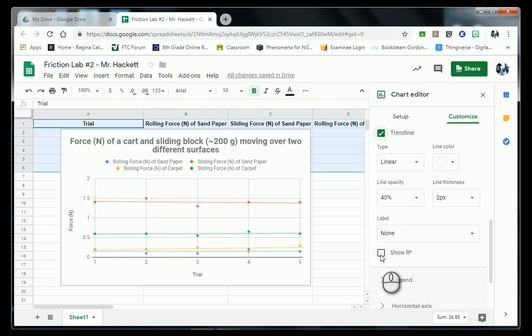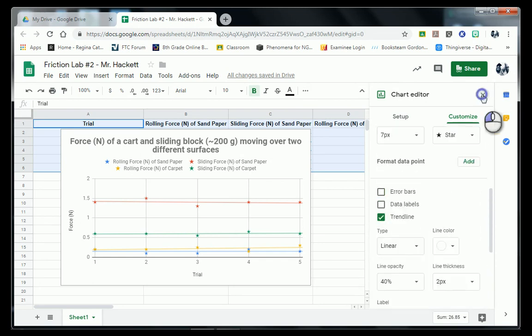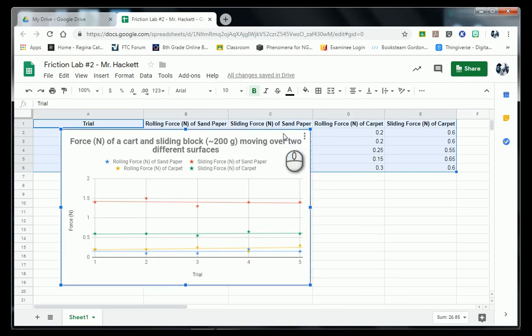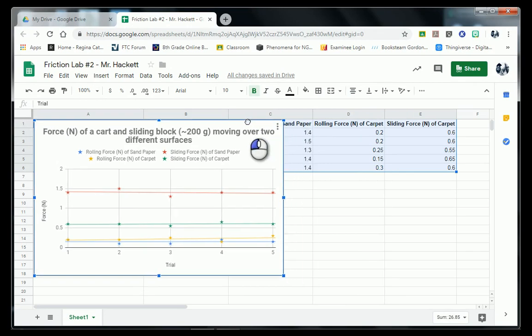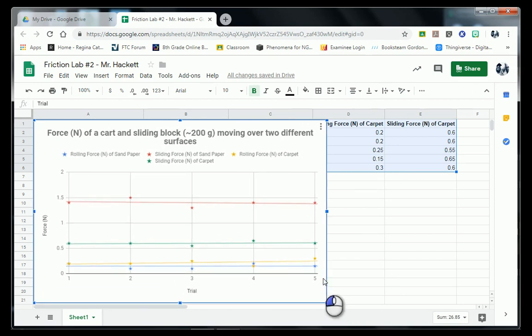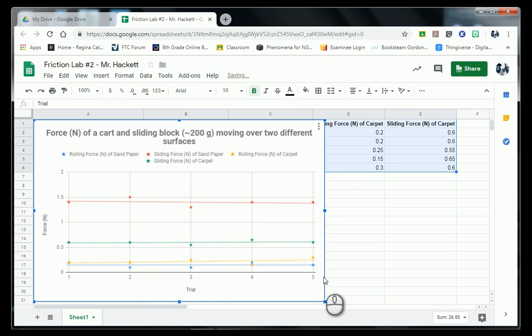Okay, so this is essentially what your graph should look like when you're done. It looks a little different than the last one, but it's a really nice way of looking at the fact that when we are sliding over, for example, sandpaper or a rougher or more texturized area, we're going to have to generate a force that's much larger in order for us to move that object. Okay, so this is really nice.